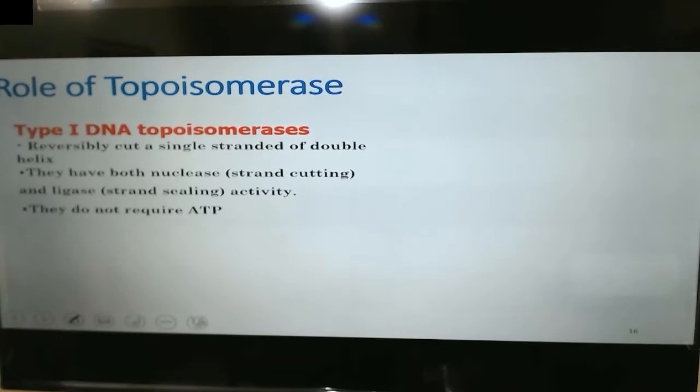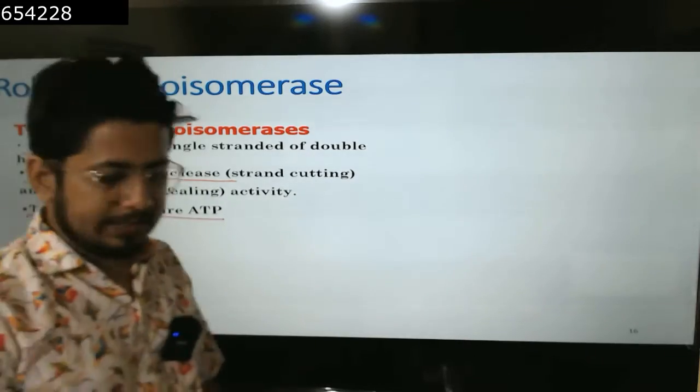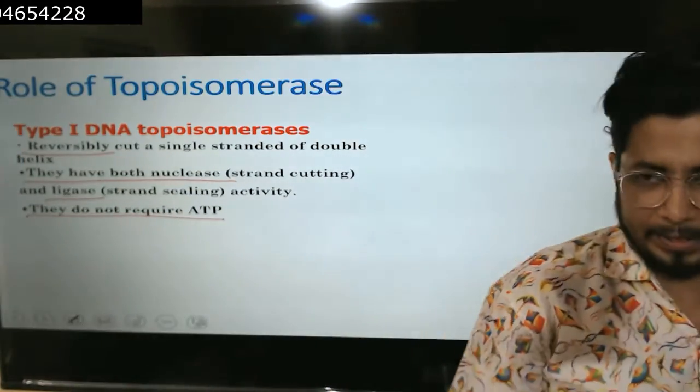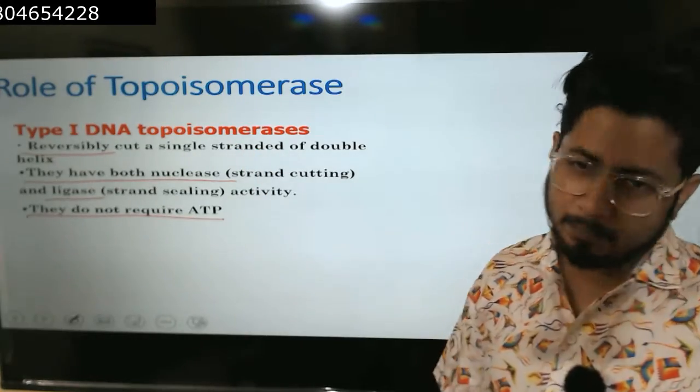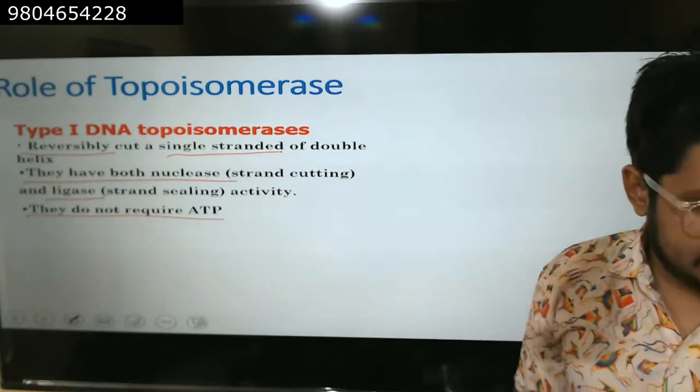So what is the role of topoisomerase? Type 1 reversibly cuts a single strand of a double helix. They have both nuclease activity, that is the strand cutting, and ligase activity. They do not require any ATP. These are the three very important properties of type 1 DNA topoisomerase: it cuts only a single strand of a double helix.